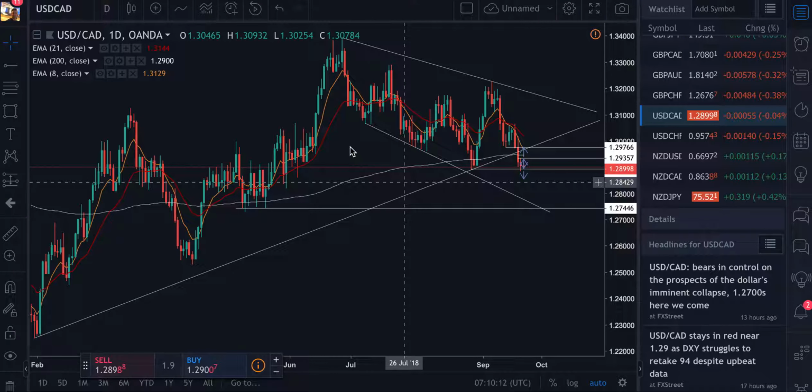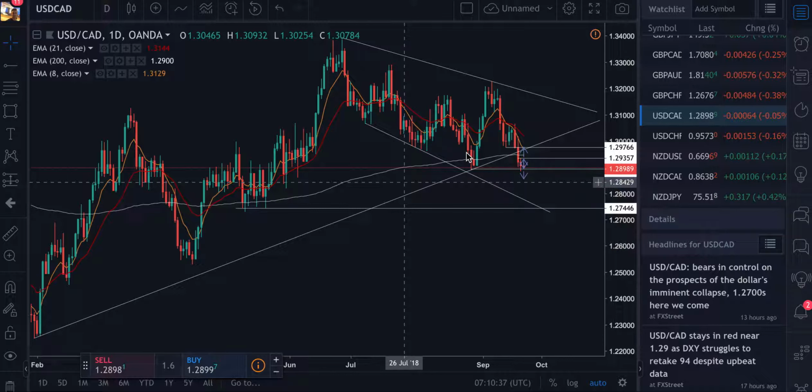The consumer price index is forecasted to show a monthly loss of 0.1%. So how is this going to affect the pair? Obviously the core CPI data, inflation, is quite important when it comes to a country's economy, and this could have a negative effect on the Canadian dollar. So let's have a look.